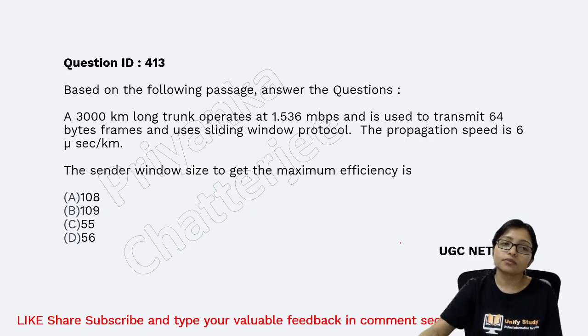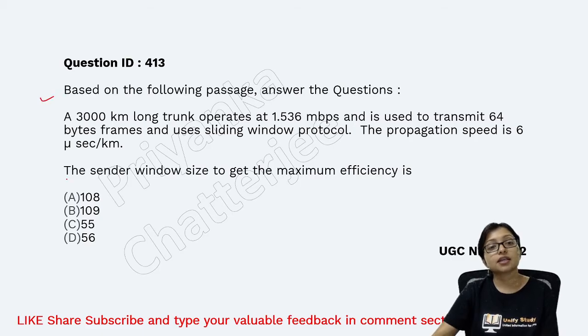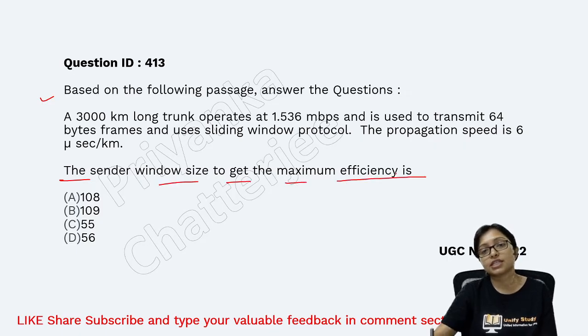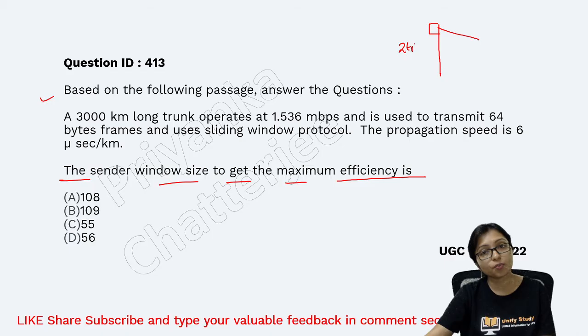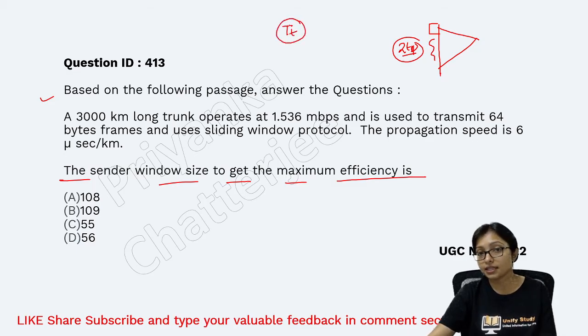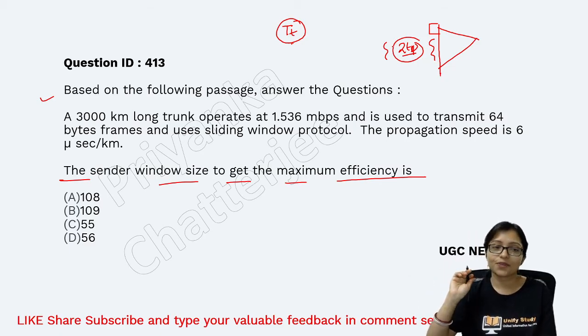Next one. Now this question is asking you the sender window size to get the maximum efficiency. What should be the sender window size? I told you the concept of sender window size. I will send some data, and after that for 2TP time I am waiting, so I have to utilize that time. How to utilize it depends on TT, the transmission time, how much is needed, and in this 2TP time how much data I can send. And what was the formula?